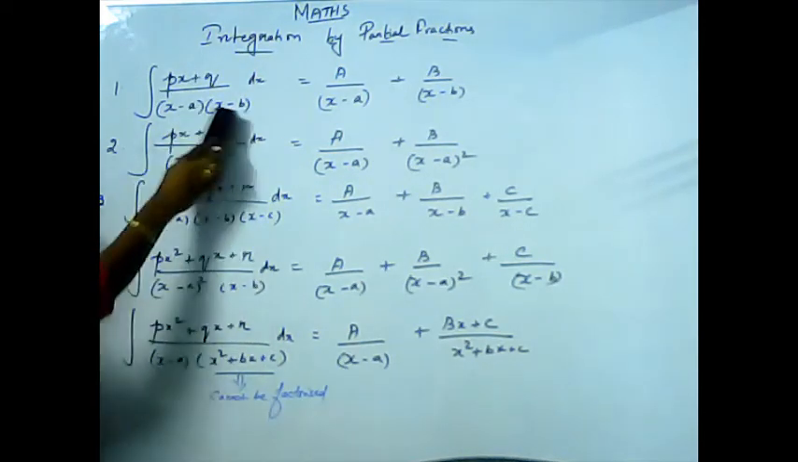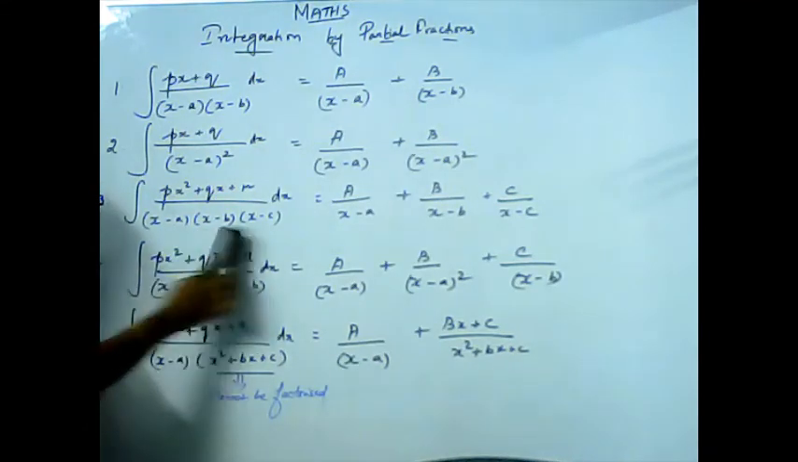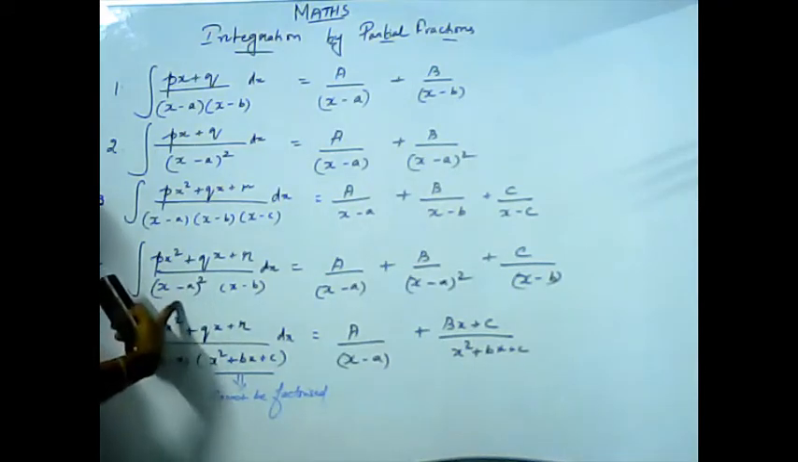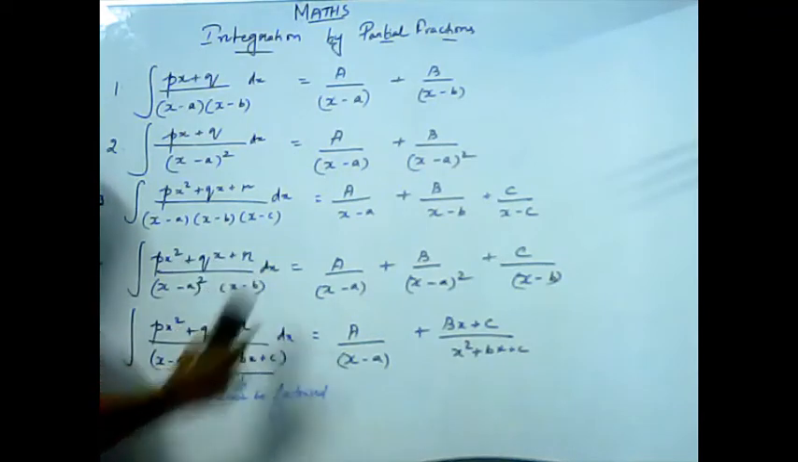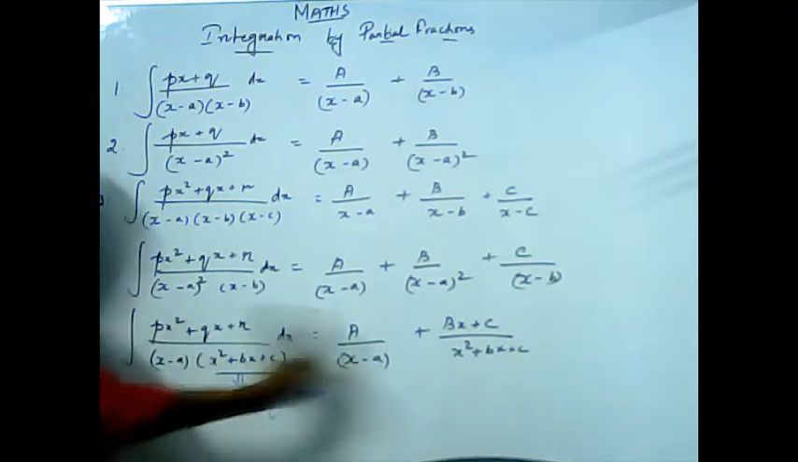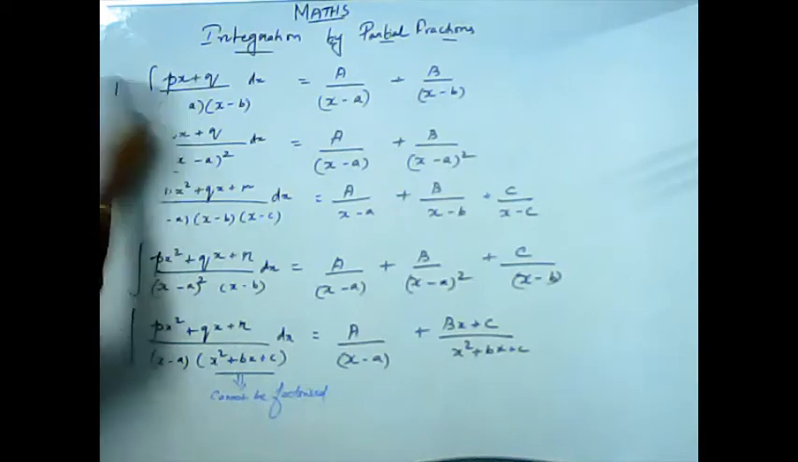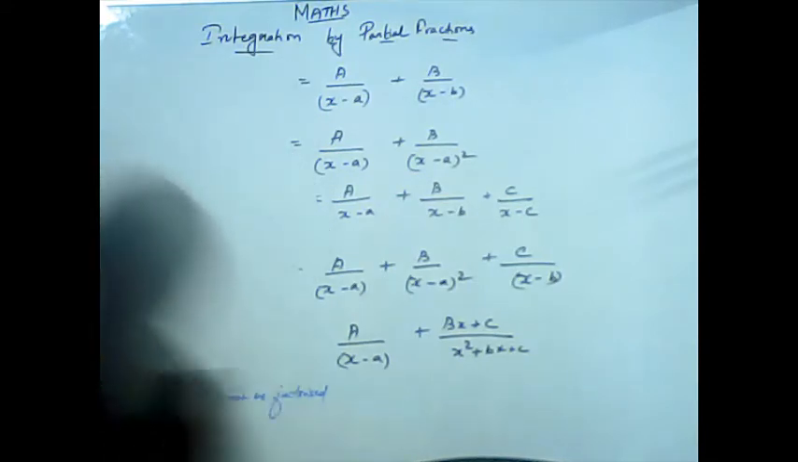When it is in the form of linear factors, I express it as A by x minus a plus B by x minus b. Here also, with three factors, there are three terms. When it comes with a square, the first time it is one linear factor x minus a, and the second time with the square, as separate terms. And when the denominator is x squared plus bx plus c, which cannot be factorized, in that case alone you will have Bx plus C by x squared plus bx plus c. So these are the things. Next we will use these formulas in solving the problems.